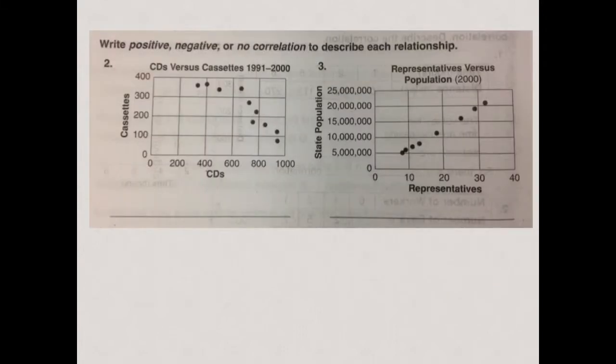Okay. Right, either positive, negative, or no correlation to describe each relationship. If you see a downward trend, see how these are starting to go down, that's negative. These are going positive because they're going up.